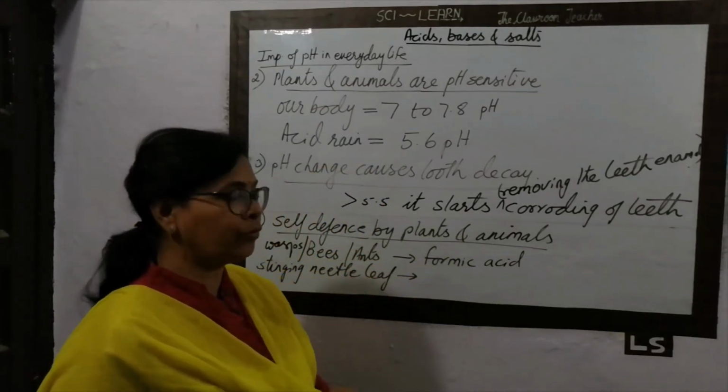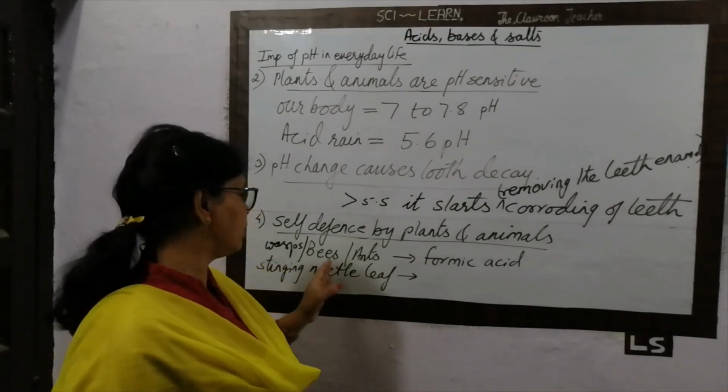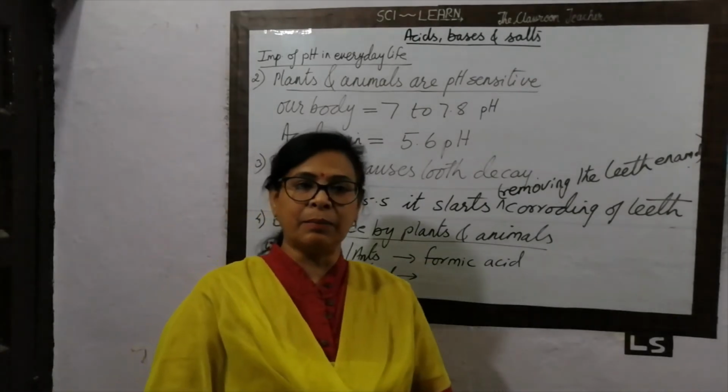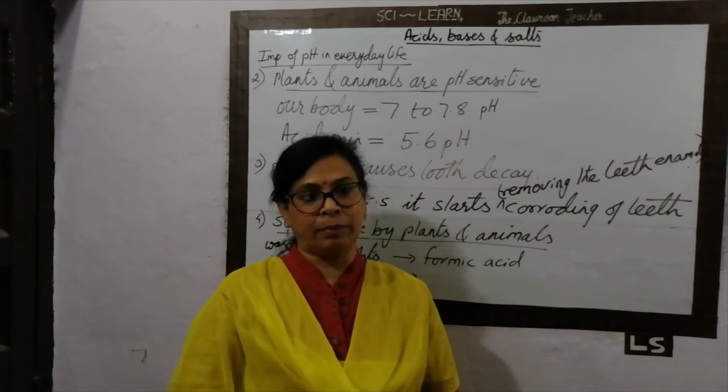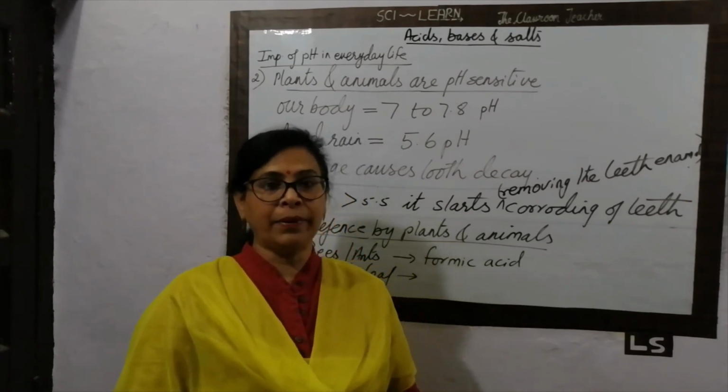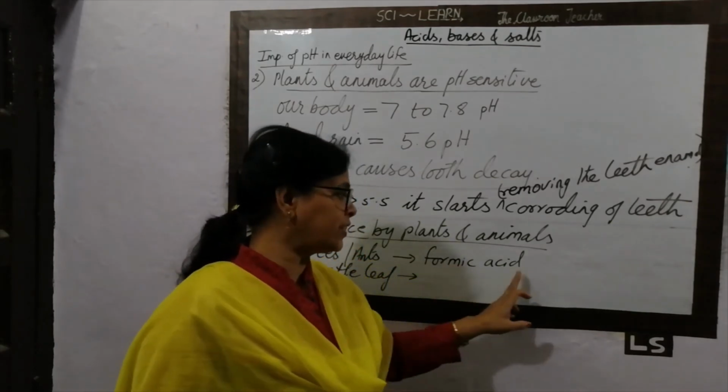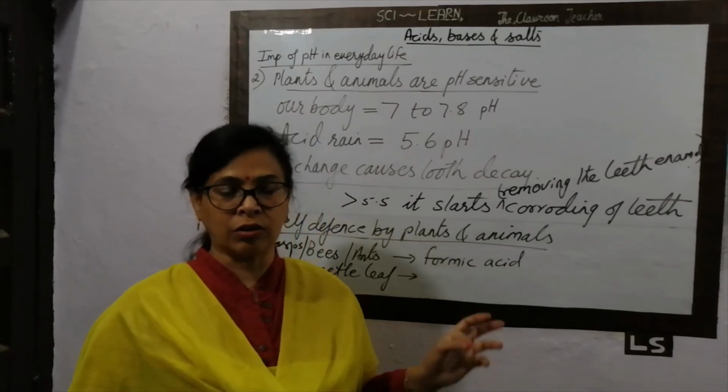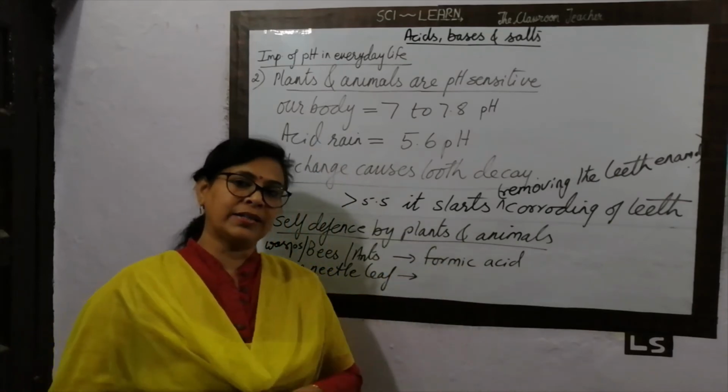Okay, so what we have to do when any ant or bee or wasp bites us, we must rub some baking soda at that place, the eating soda. What happens? That soda combines with the acid which is released by the ant or the wasp or the bee, and it neutralizes the effect of that.